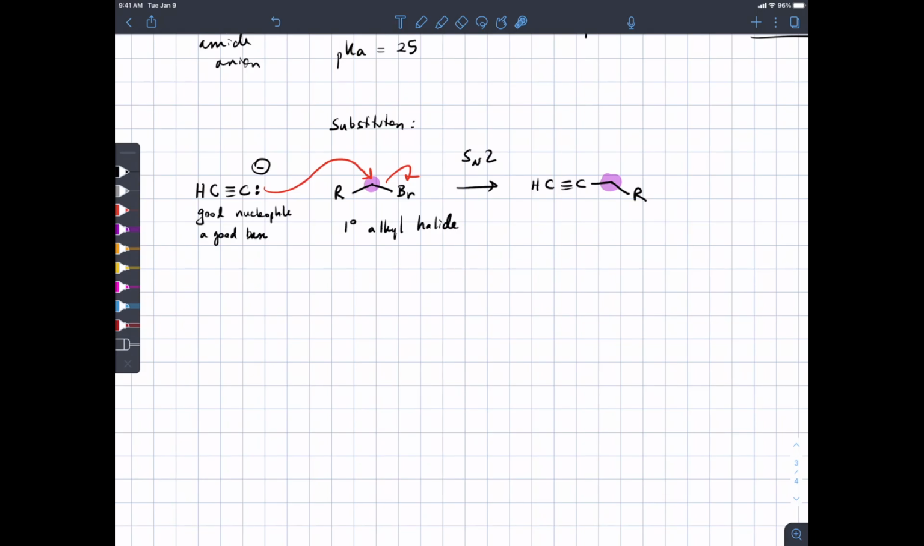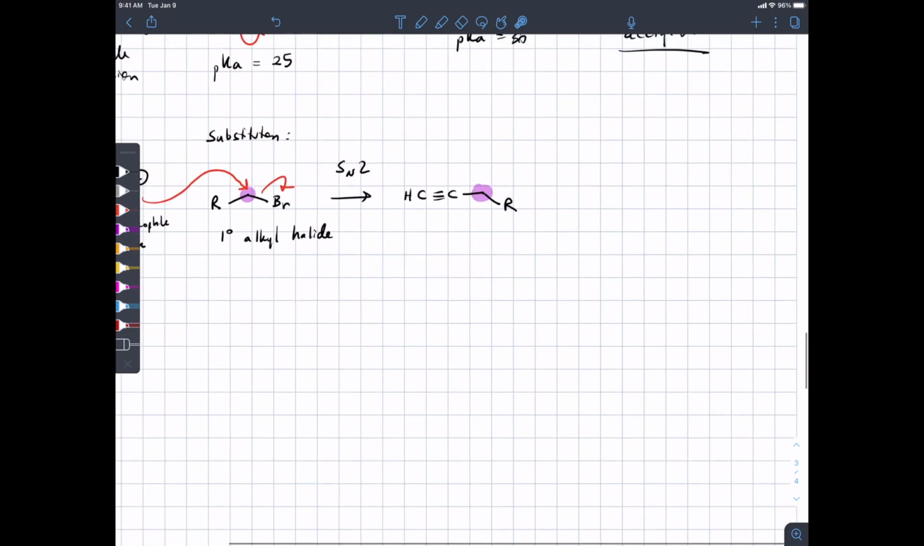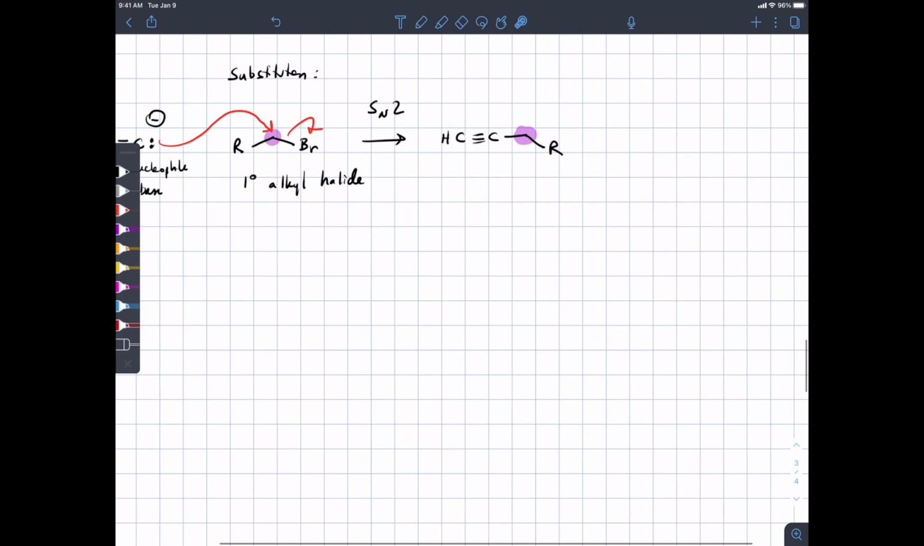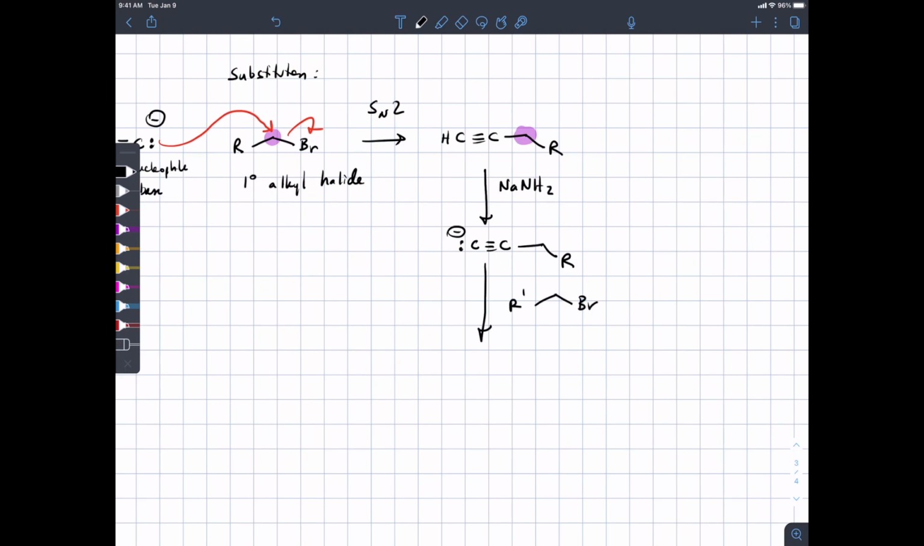Okay. Interestingly, the alkyne, at least acetylene, the C2H2, comes with 2 protons. And so if I want to, I can take this alkyne that I just made and I can use a base that's strong enough to remove the proton from an alkyne. And then I can do another substitution reaction to put another group on that other carbon.